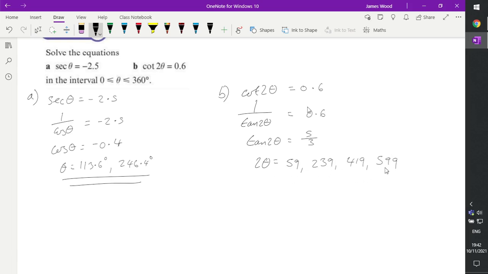The reason that I found so many, because obviously these are beyond 360, is that I know at the end I've got to divide them all by 2. So I've found twice as many as I would normally, because I know if it's tan 2 theta, I'm going to have twice as many solutions. The graph has been squashed by 2, so there'll be twice as many intersections. And then I could just halve all of these to find theta. So that's 29.5, 119.5, 209.5, and 299.5. Okay, and then those are all my answers.